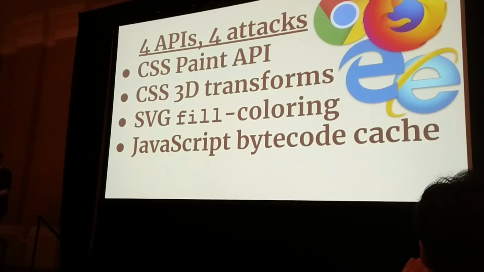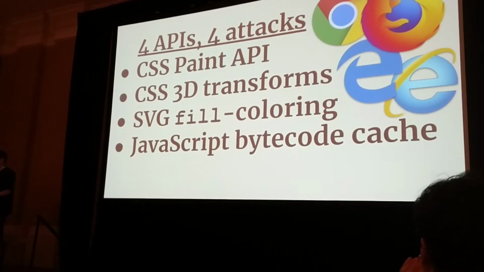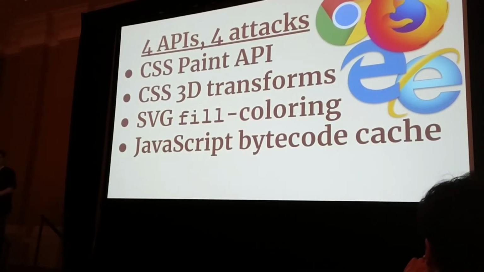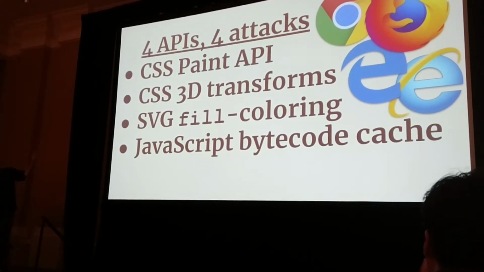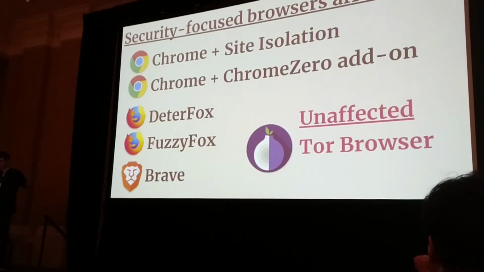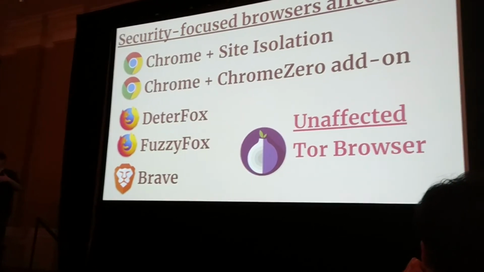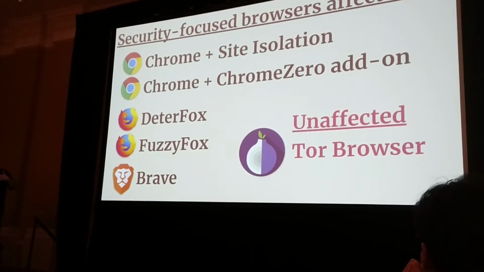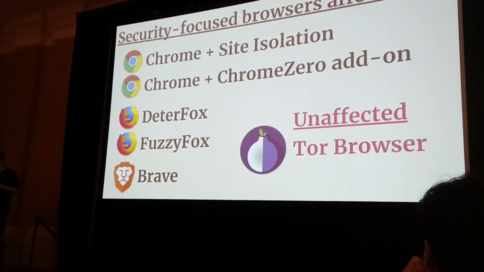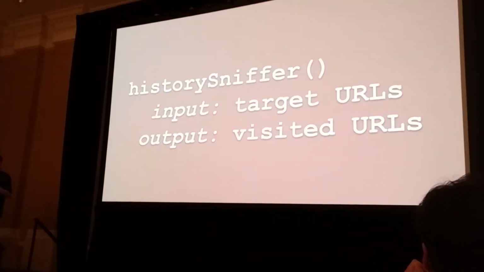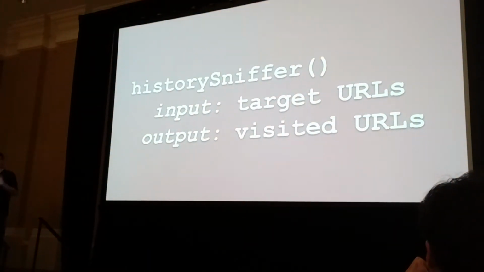Now, our paper actually presents not one but 4 new history sniffing attacks, each exploiting a different feature of the modern web platform. And taken together, these 4 attacks target Chrome, Firefox, Edge, Internet Explorer, as well as several security-focused browser designs to be tested and found vulnerable, with the exception of the Tor Browser, which doesn't track history data at all.